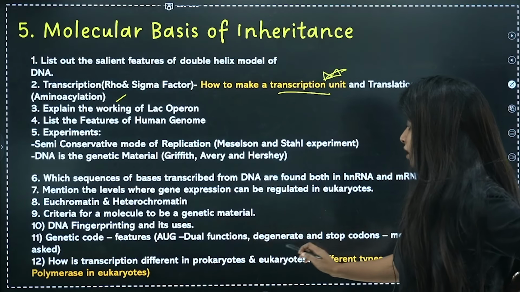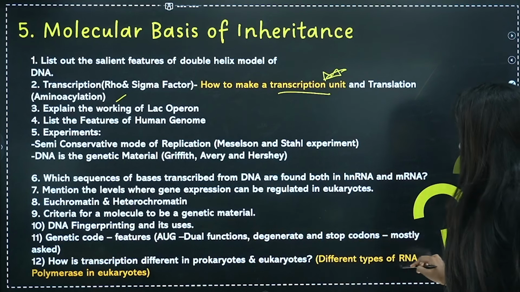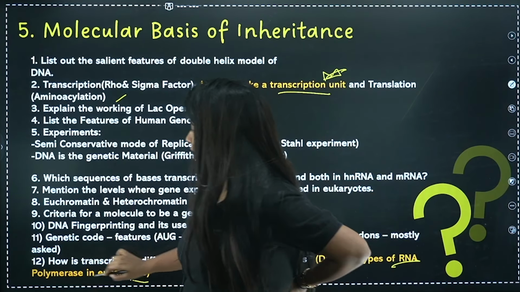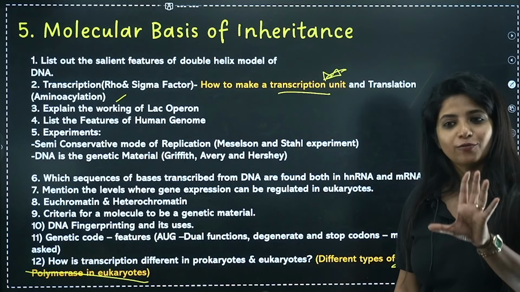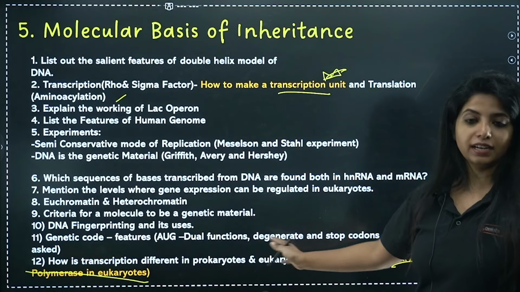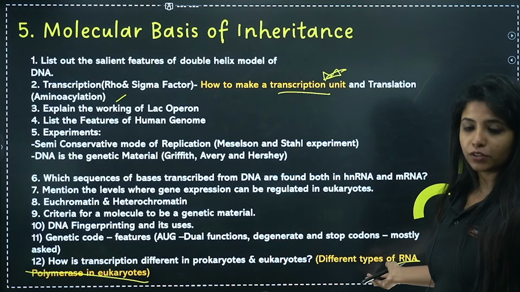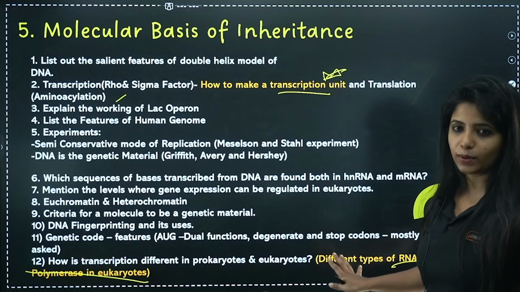How is transcription different in prokaryotes and eukaryotes? Please know the different types of RNA polymerase. Only in eukaryotes do you have multiple types of RNA polymerase. In the case of prokaryotes, you just have one. So when you go through differences, you'll get to know about this also. Give more preference to this as well.